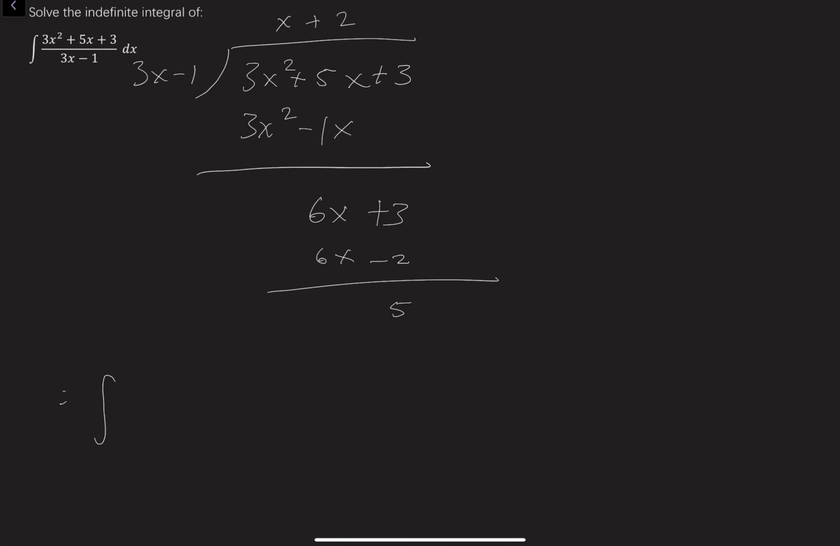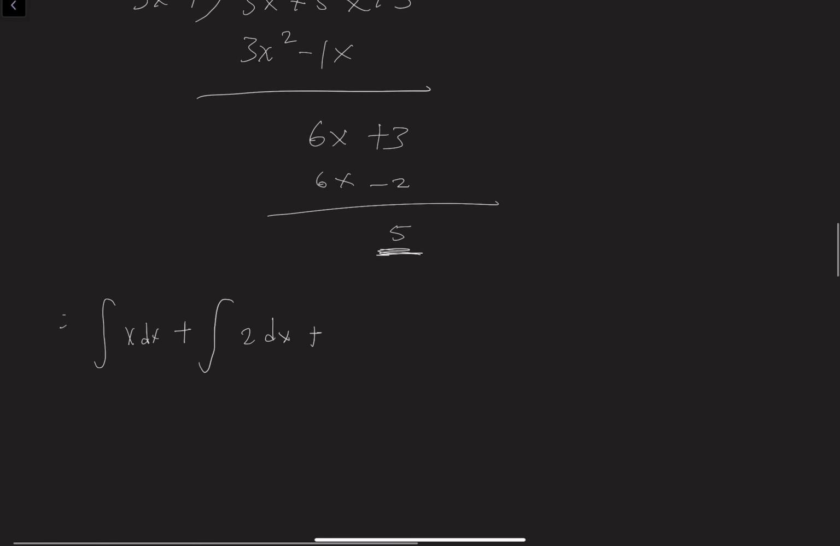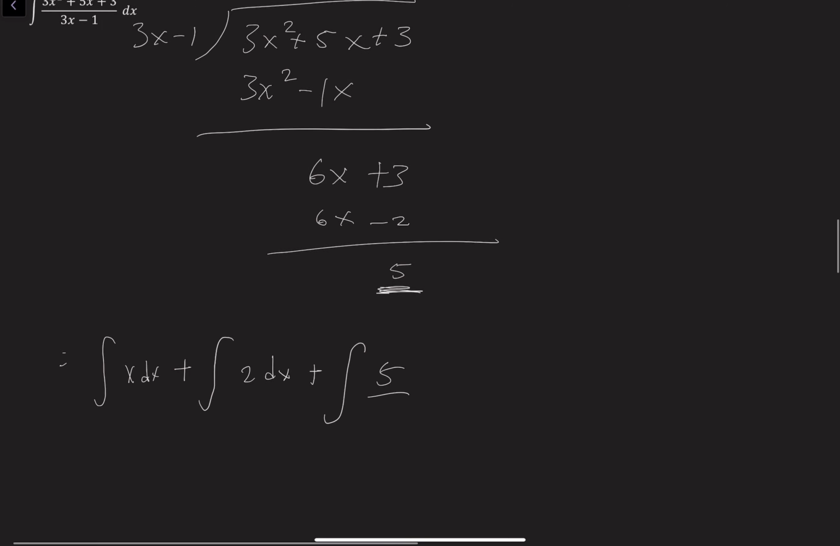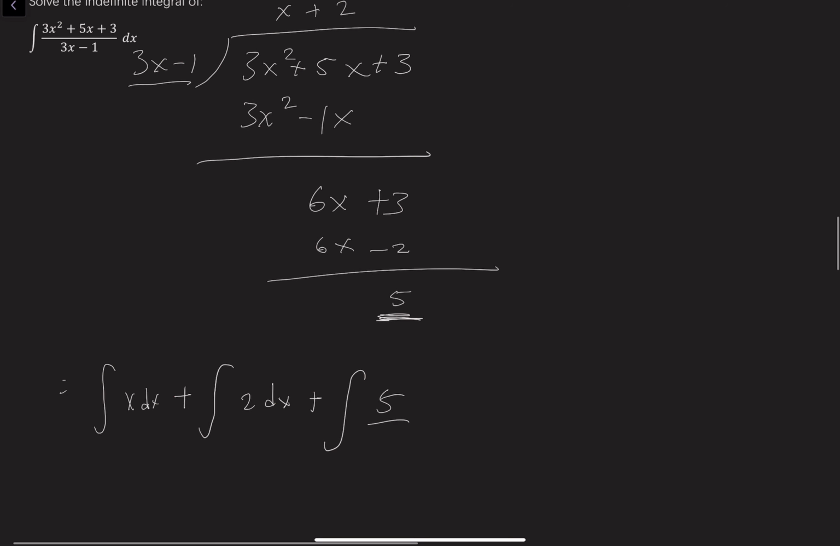indefinite integral of x dx plus the indefinite integral of 2 dx plus the indefinite integral. You see, we have a remainder here, and we can write it 5. Oh, we forgot the integral symbol. 5 over our denominator 3x minus 1, 3x minus 1 dx.